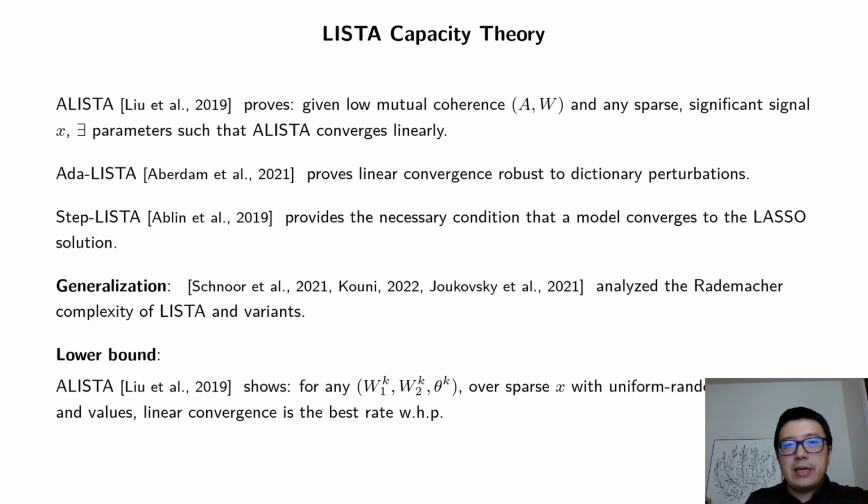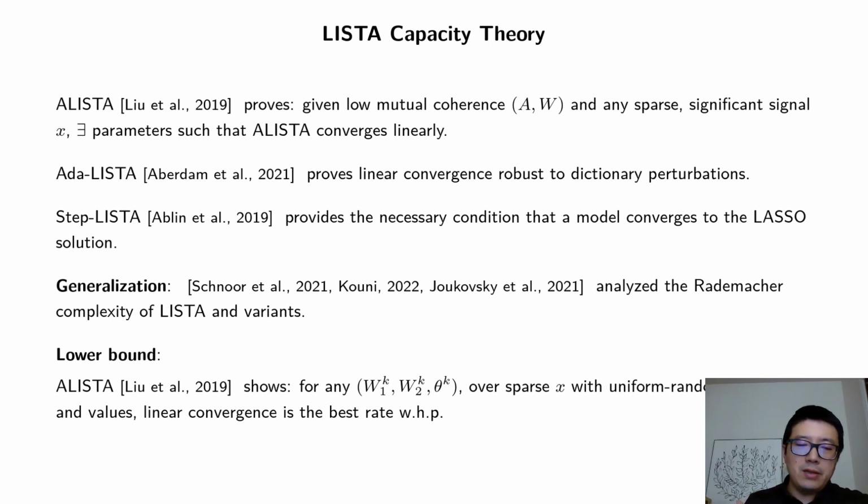Basically it says you certainly can possibly train ALISTA to get linear convergence. So A-LISTA improved these results to get similar linear convergence, but robust also to the dictionary perturbations, or the perturbations in matrix A. Step LISTA provides necessary conditions that the model converges to the lasso solution. So recall, lots of these works were pursuing the true sparse signal, but sometimes you do want to just get the lasso solution. So they provide necessary conditions. There have been a sequence of papers that analyze the Rademacher complexity of LISTA and its variants.